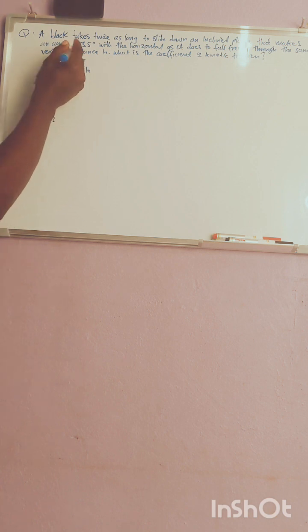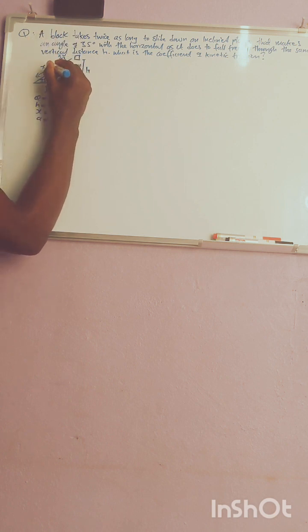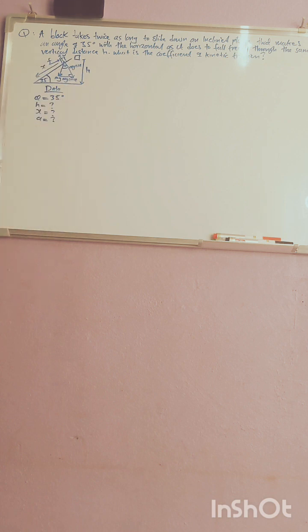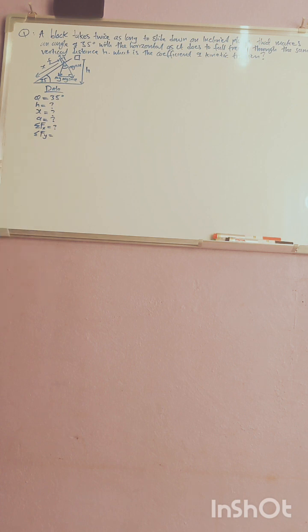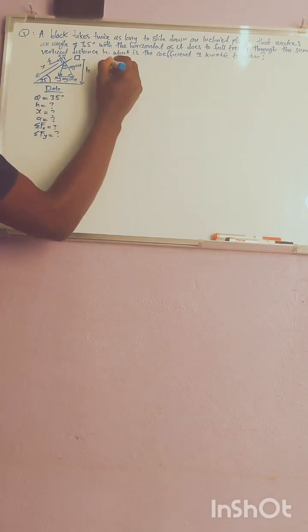Since this block is sliding down, we have the friction force, which is acting in the opposite direction. So now we need to know the summation of forces in the x-axis and the summation of forces in the y-axis. So what we need to find is the summation of forces in the x-axis and the summation of forces in the y-axis. But in this case, we need to know the summation of forces in the x-axis.